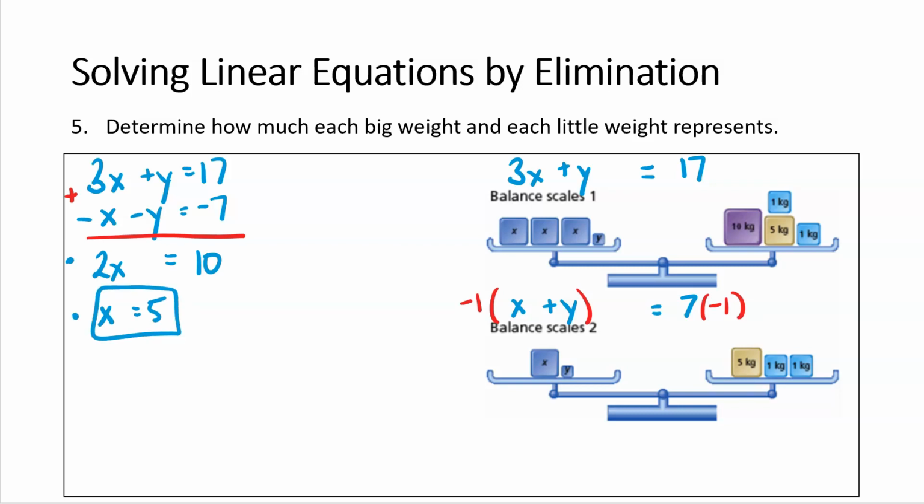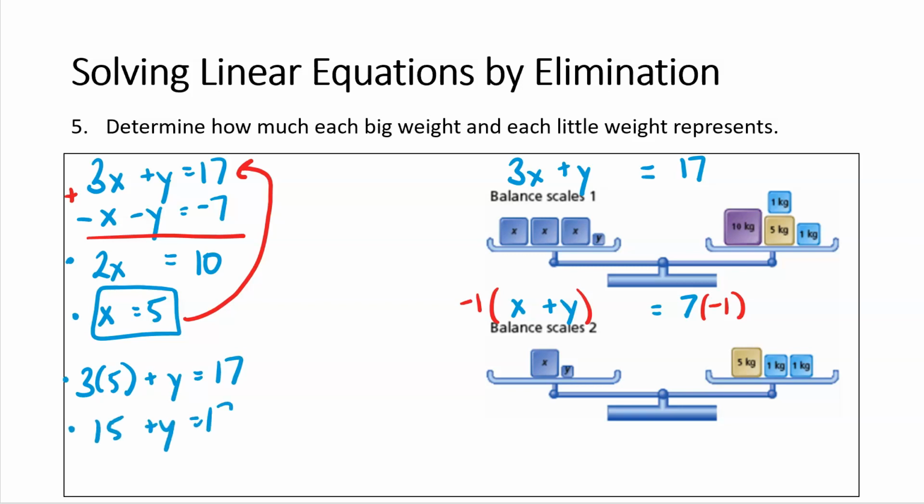So we'll take that solution for x and put it in another equation. So 3 times x, that's 3 times 5, plus y equals 17, and we want to solve for y. So then you have 15 plus y equals 17, subtract 15 from both sides, and you'll end up with y equals 2. So your solution is x equals 5, y equals 2, and then you can test it out.